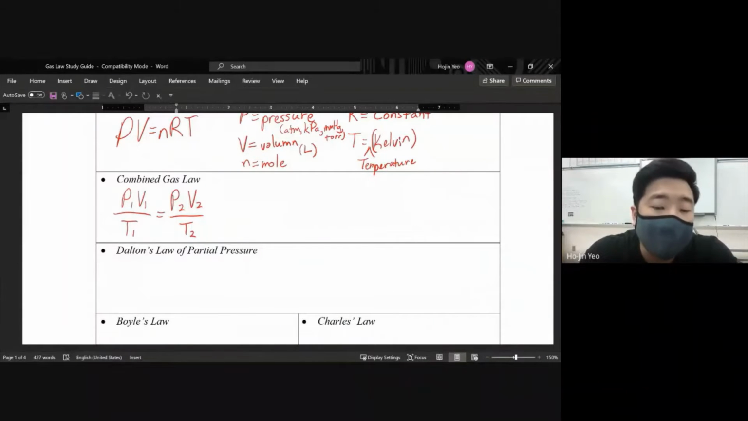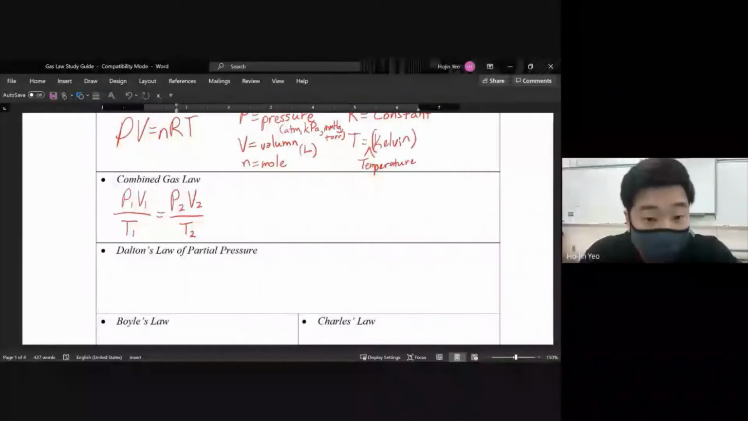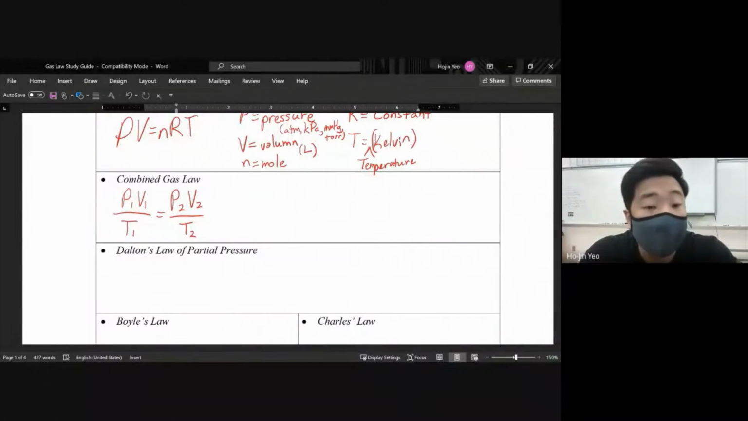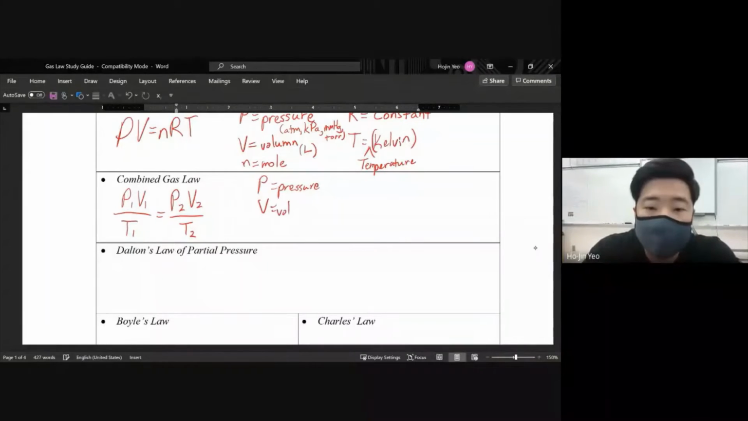We use the combined gas law when there are comparisons, if there are two pressures, two volumes, or two temperatures. Just to make sure, P is pressure, V is volume, and T is temperature. Okay, so always keep that in mind.